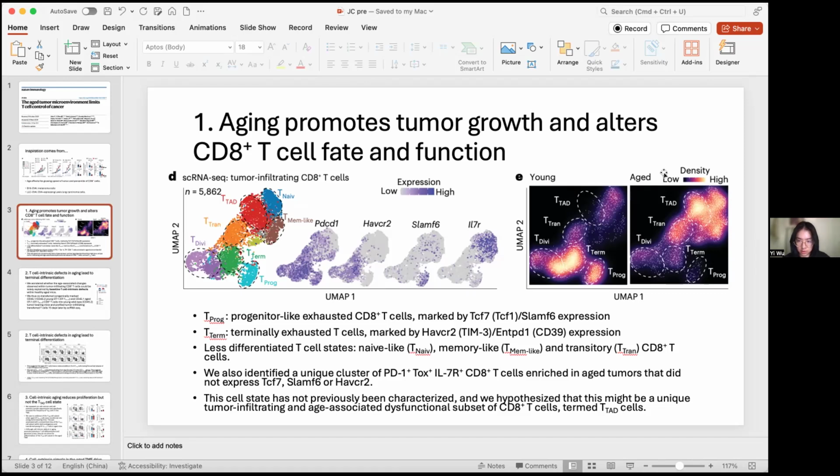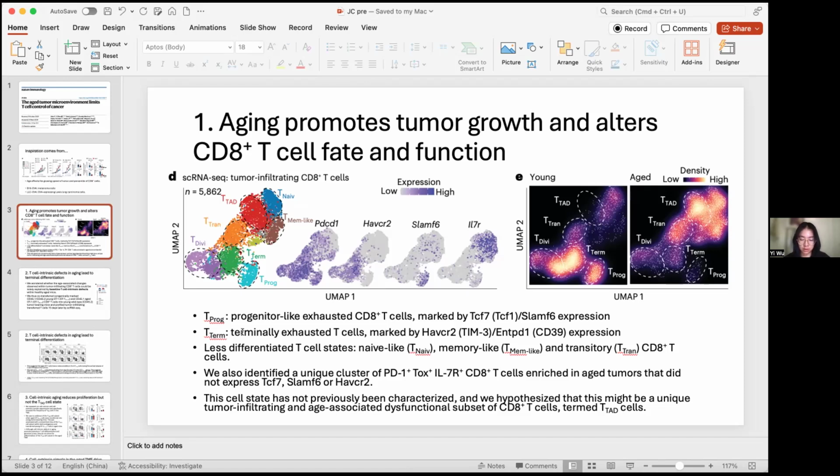And the young and aged mice actually have different cell populations. So in young mice, they mainly have what they call T term and T progenitor. You can see here. Progenitor is progenitor-like exhausted CD8 plus T cells, and T term is terminally exhausted T cells. Just for information, exhausted T cells are T cells that have already functioned and lose their ability to kill cells.